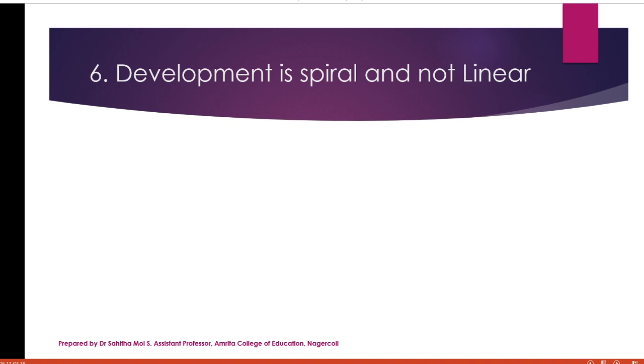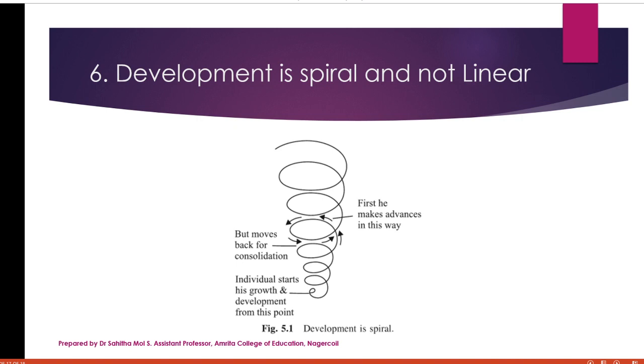Development is spiral and not linear. Individuals start their growth and development from this point. Gradually it moves in the spiral order. It does not proceed straight, it moves in the spiral order. At one point it will stop and then move forward again like a spiral. These are the principles of growth and development.